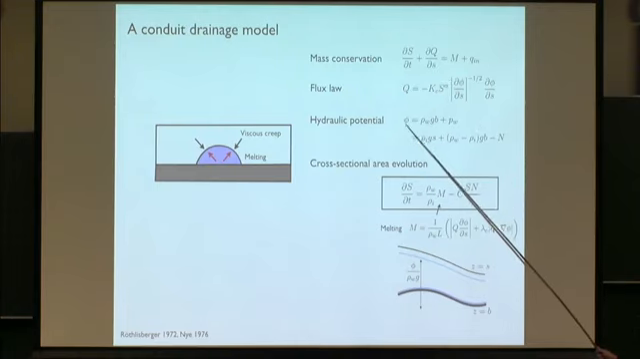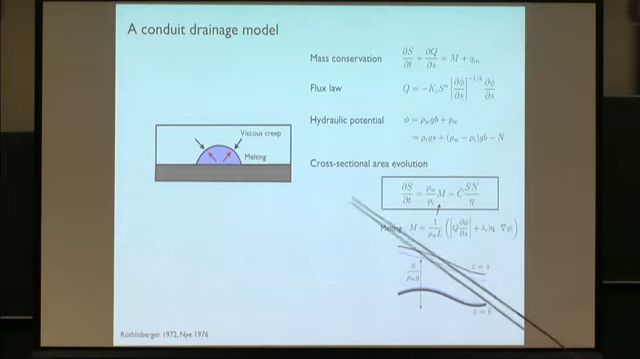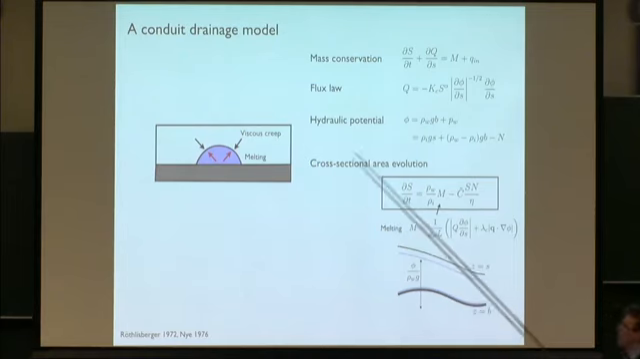And so it's still driven by this hydraulic potential. And then we have to write down a similar equation that describes how the size of these things changes. And here we include the melting rate, and we include this creep closure thing again. Those are the two things that are in there.